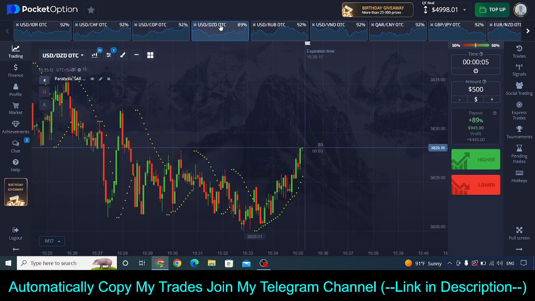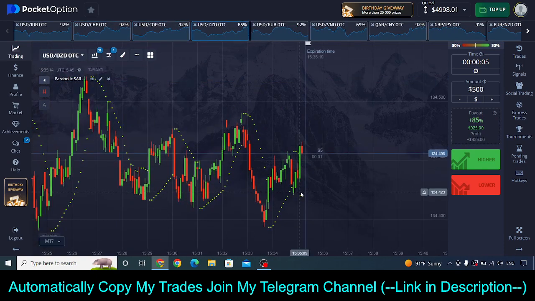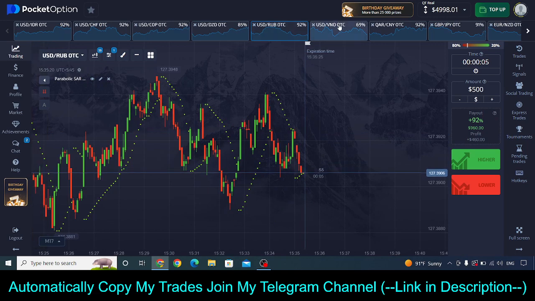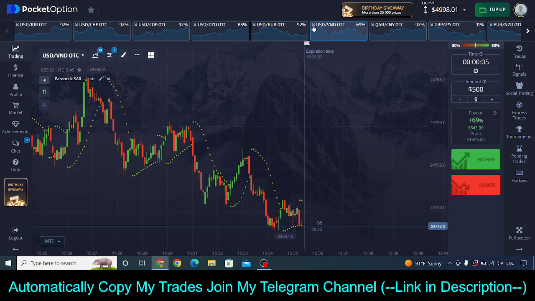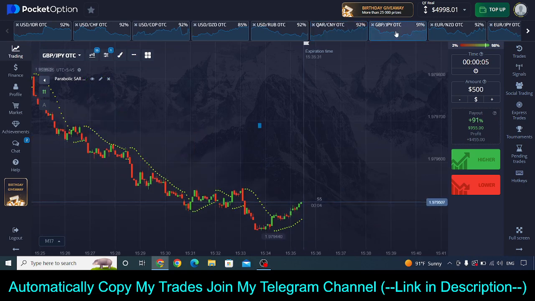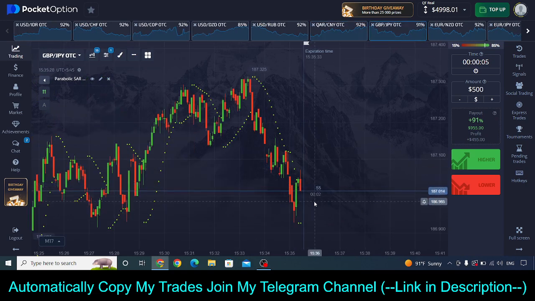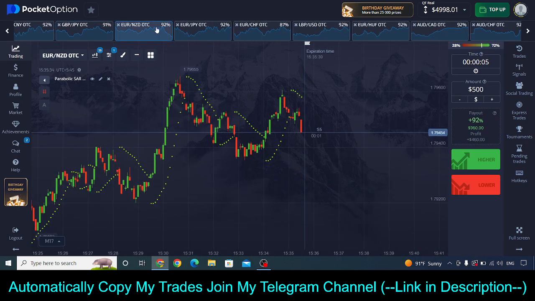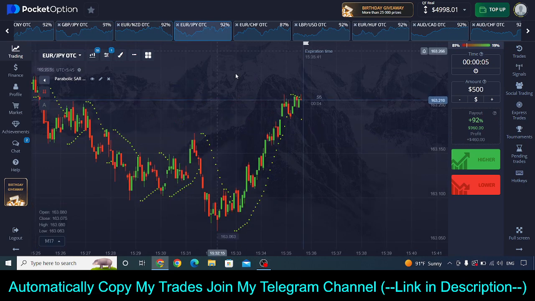So let's keep on searching. Here you can see we have missed this trade and we could have made a loss here. That's the good thing. The payout is 69%, so we'll be ignoring this chart. Here you can see we have missed this trade and we could have gone in loss. That's a good thing. So let's keep on finding more currency pairs to trade.